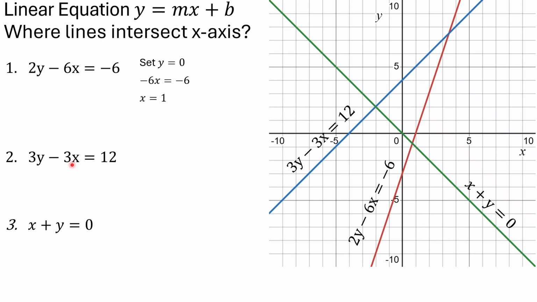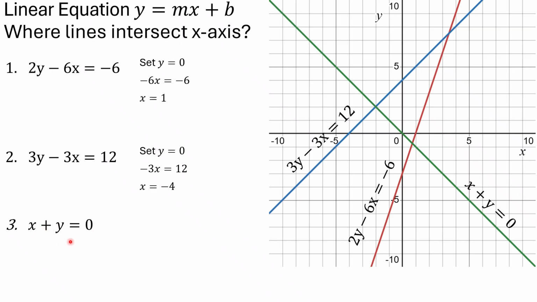So 3y minus 3x equals 12. That's this blue line right here. From this graph, it looks like it intersects at negative 4, or x equals negative 4. So we plug in y equals 0. We get negative 3x equals 12. x is equal to negative 4. So that matches. Finally, we have x plus y equals 0.